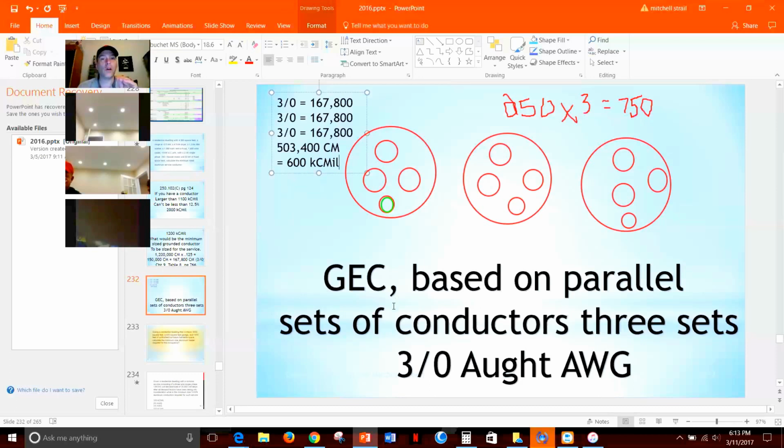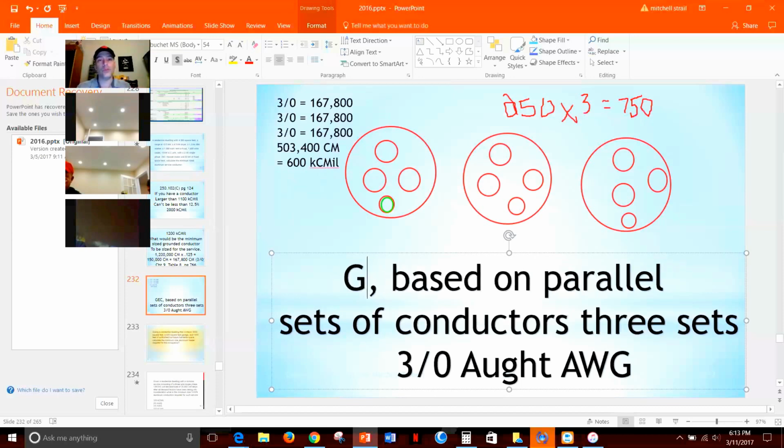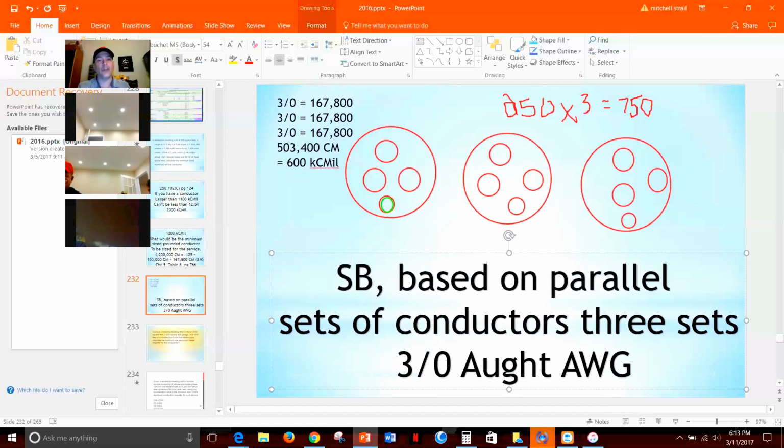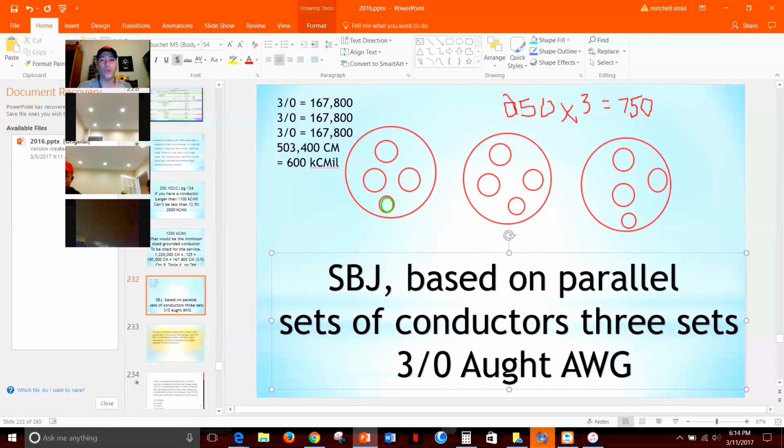All right, now let's talk about parallel sets of conductors that are for your system bonding jumper or your main bonding jumper where those are running parallel. So let's go back to page 124 real quick. I'm just going to put system bonding jumper as shorthand. Based on parallel sets of conductors, let's do 3 sets. We'll go back and do the 250 just to make it easier on ourselves for a minute.